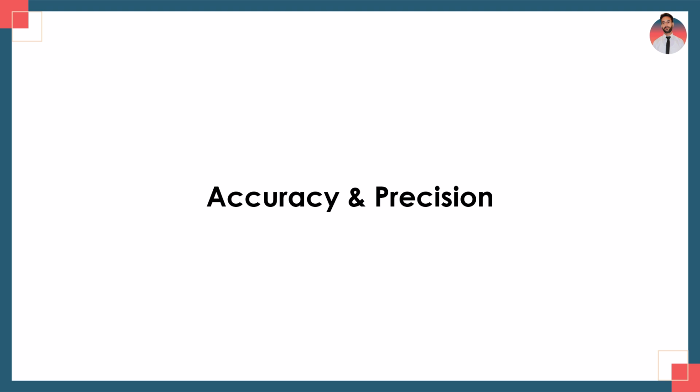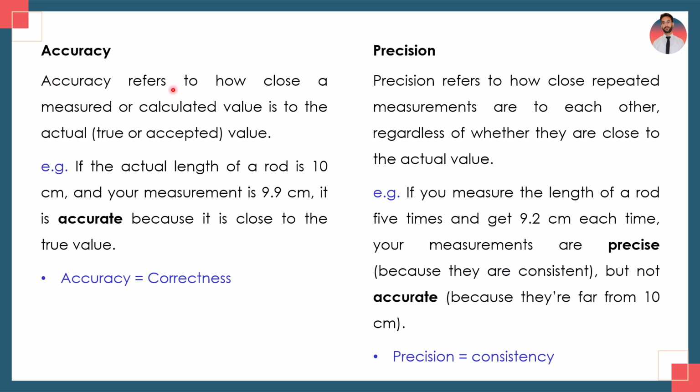Now, another important term in sampling distribution is accuracy and precision. First of all, I will explain accuracy. Accuracy refers to how close a measured or calculated value is to the actual value. It means that measured value is how much close to the true value. For example, if the actual length of a rod is 10 centimeter, this is the actual value, and your measurement is 9.9 centimeter. It is accurate because it is close to the true value. Accuracy is also called correctness. Here 9.9 centimeter is the measured value and 10 centimeter is the actual value, and it is very close to the actual value, so the difference is very small, so the measurement is called accurate.